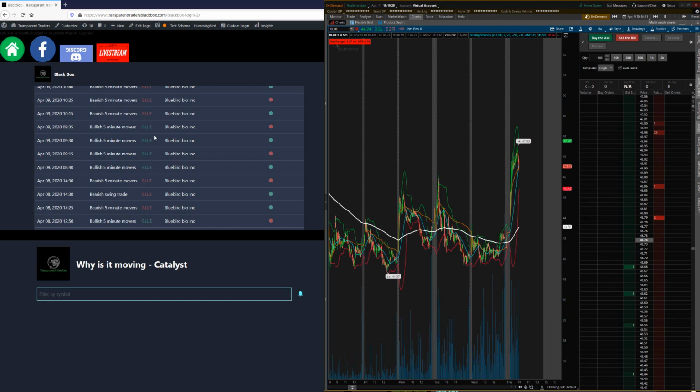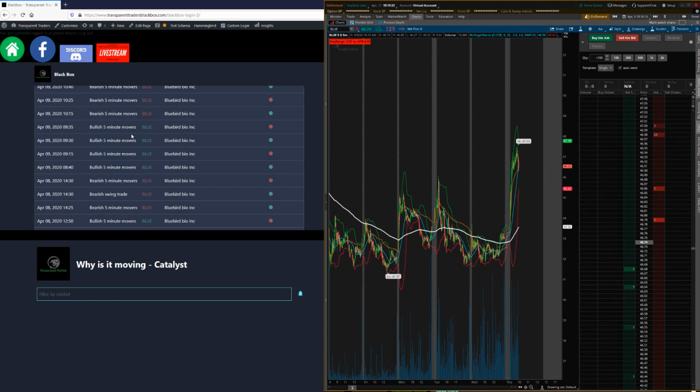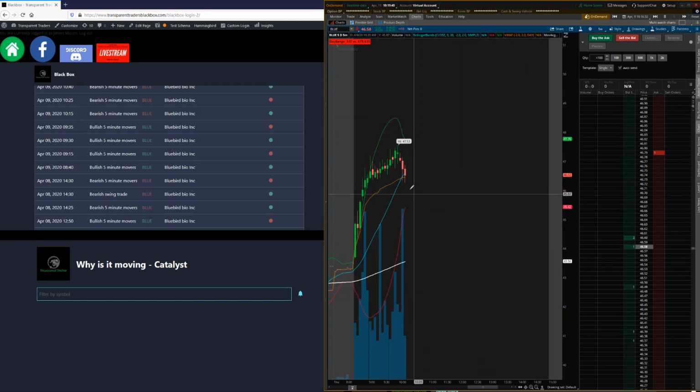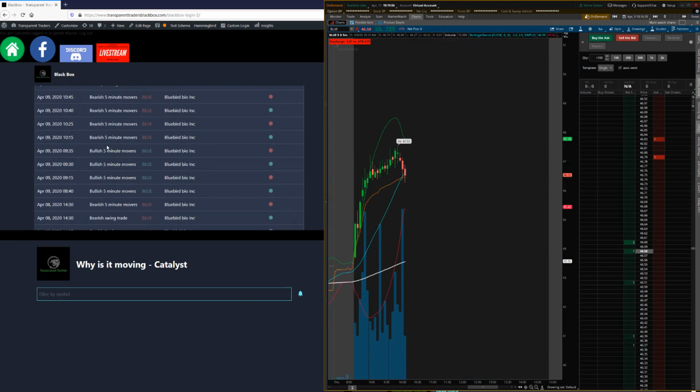When you see something that has a long stream of the same category alerting, what you want to do is wait for that category change. So we'll just pretend that this thing just kept alerting bullish 5-minute movers. And right here, we waited and we see this category change. We looked it up on the chart. This is what it looks like. Wow, that looks great to me for a short.